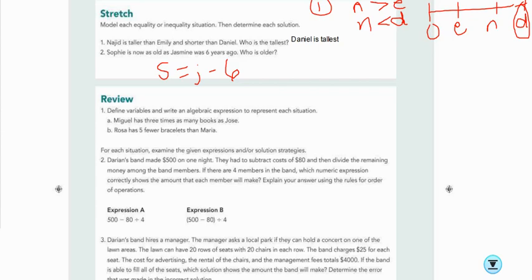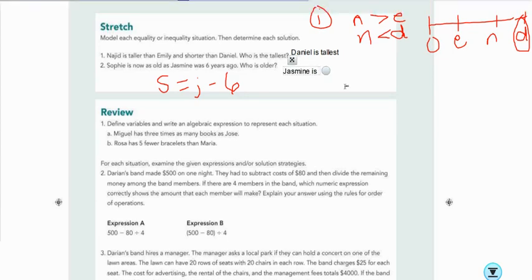So let's pretend Sophie was 10. Well, 16 minus 6 makes 10. So Jasmine is going to be older. Specifically, she's 6 years older.